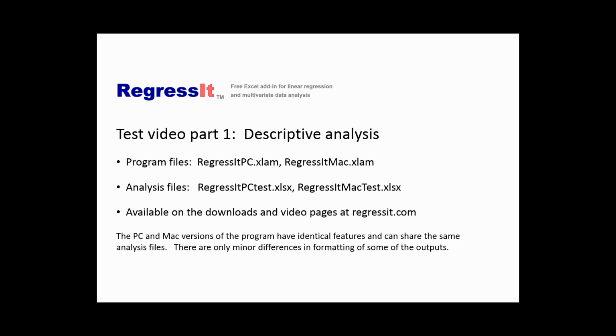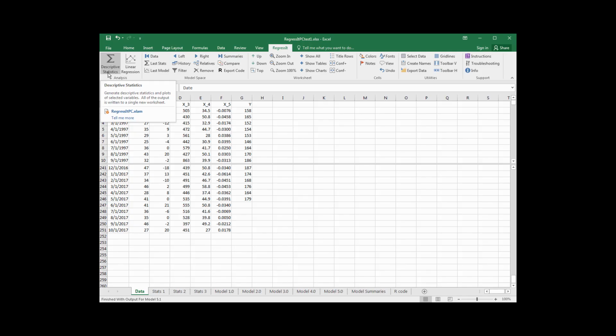This video will walk you through the descriptive analysis tools that RegressIt provides. See the instruction handout for details of loading the files and starting up the program. This has already been done here, so the data worksheet is in view and the RegressIt ribbon appears at the top of the screen. There are 40 buttons on the ribbon, and they provide some analysis and navigation tools that you won't find in any other software.